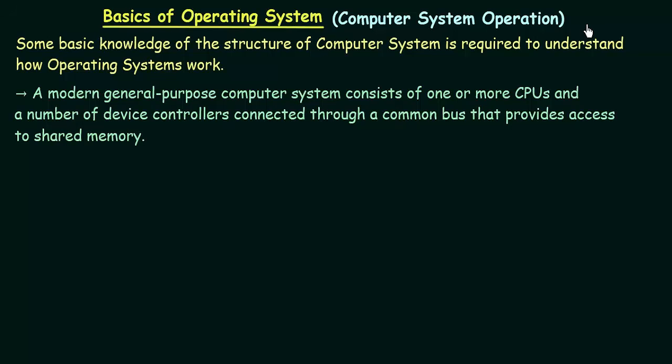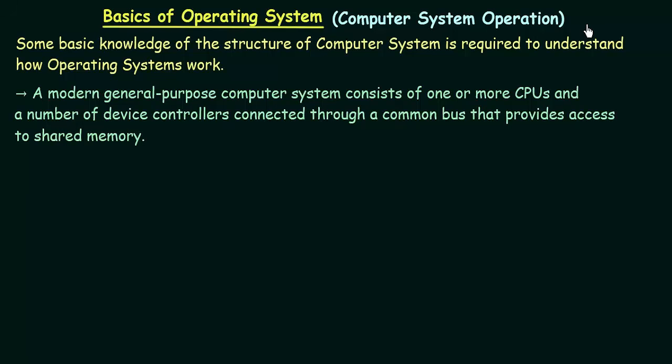Now, why I am doing this is because some basic knowledge of the structure of computer system is required to understand how operating systems work. So, by studying this structure of computer system, you will get a base for understanding operating system. Instead of directly diving into how operating system works, we should have a base so that it will help us understand operating system in a clearer way.